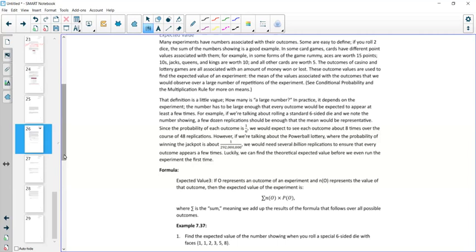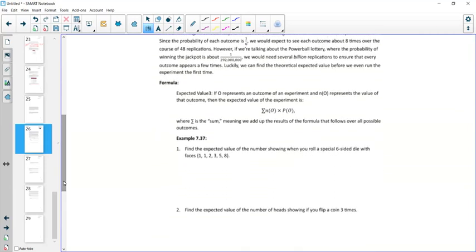However, if we're talking about the Powerball lottery, where the probability of winning the jackpot is about 1 in 292 million, we would need several billion replications to ensure that every outcome appears a few times. Luckily, we can find a theoretical expected value before we even run the experiment the first time. If O represents an outcome of an experiment, and N of O represents the value of that outcome, then the expected value of the experiment is the sum of all of the values of the outcomes times the probability of the outcome.